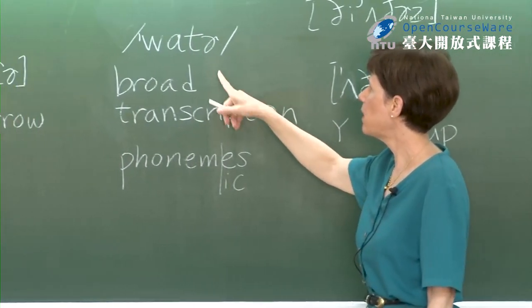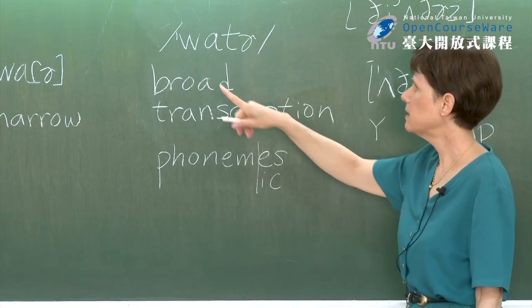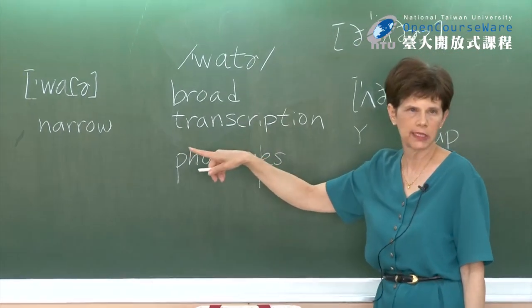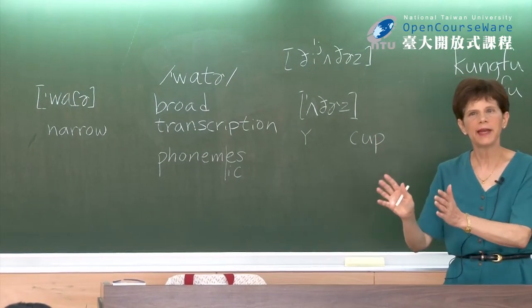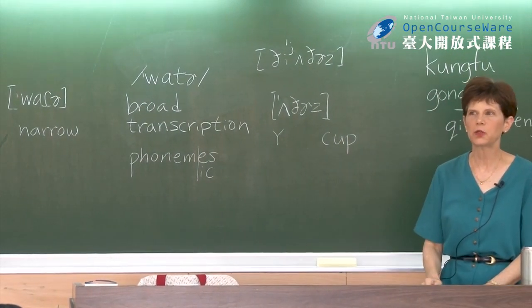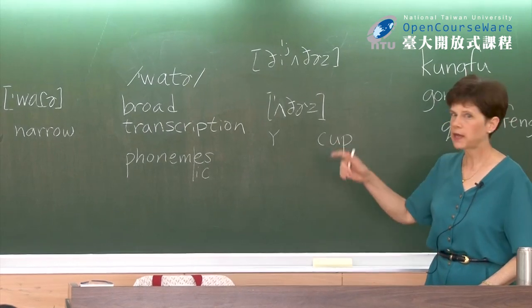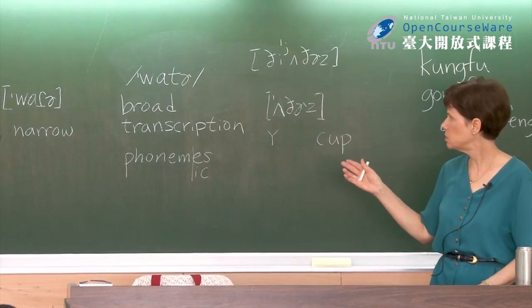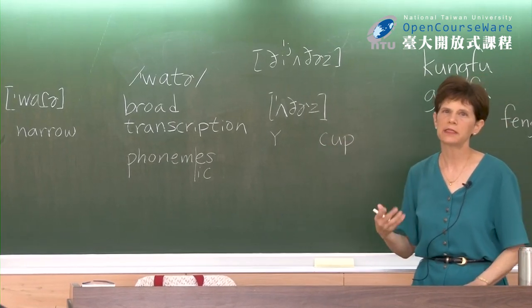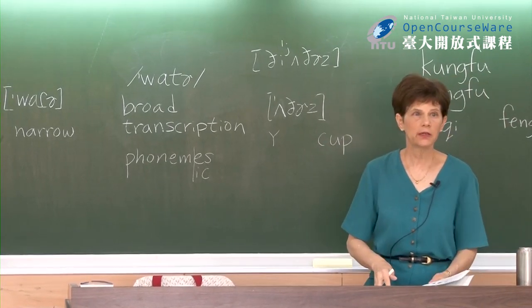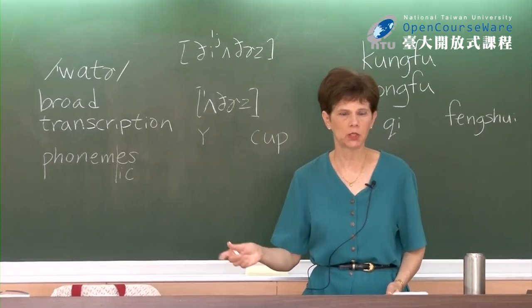This one shows that it's a broad transcription. It's phonemic. Brackets show that it's a narrow transcription. It's closer to what we actually say, and it has already applied some of what we call allophonic rules. Allophonic rules, we're coming to those very soon. That will tell you, for example, a T between two vowels should be pronounced as a tap. Everyone clear now? Broad transcription, narrow transcription.